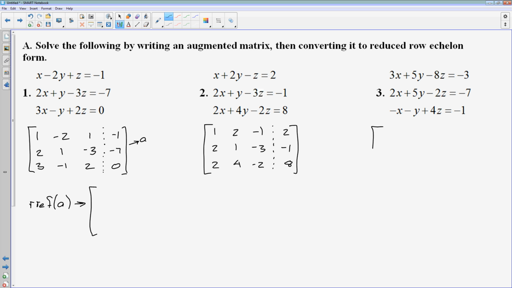And then for number 3, your matrix is going to be 3, 5, -8, -3, 2, 5, -2, and -7. Then I have -1x, -1y, 4z, and -1. And there's our matrix for number 3. So I'm going to punch these in the calculators. Now we'll get the reduced row echelon form.